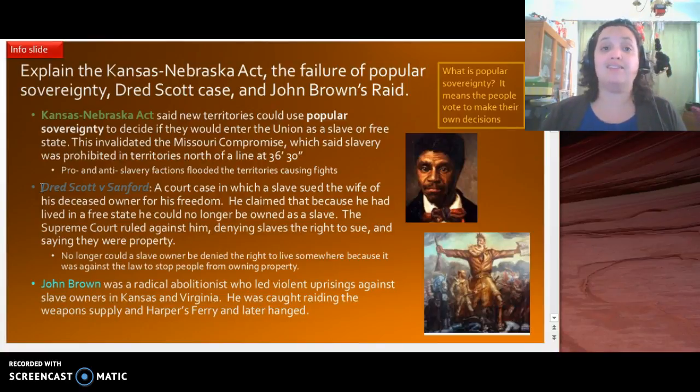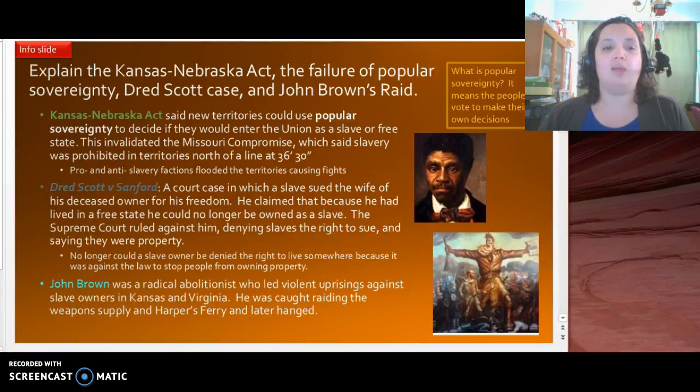So what that means is now slave owners can go anywhere and own slaves because popular sovereignty is done. The people can't decide if they want slaves or not. The Supreme Court has said that slaves are property, so you can't rule against property. And this becomes a big, big issue towards the war.